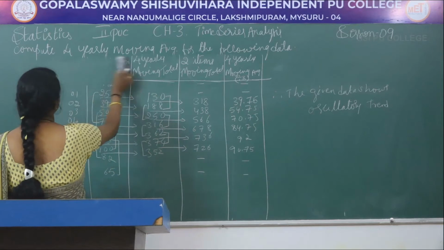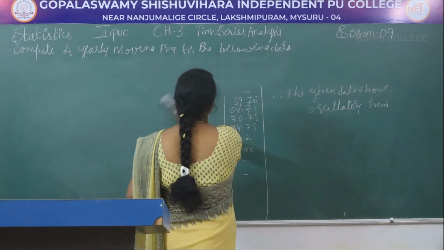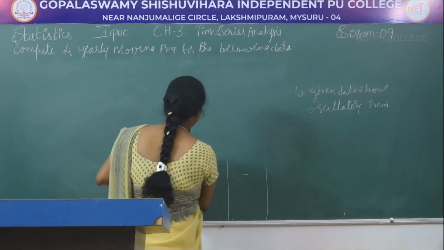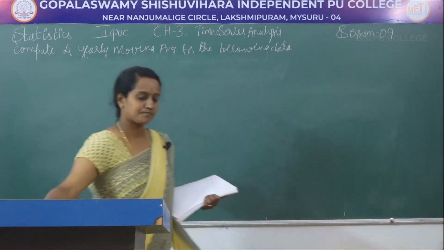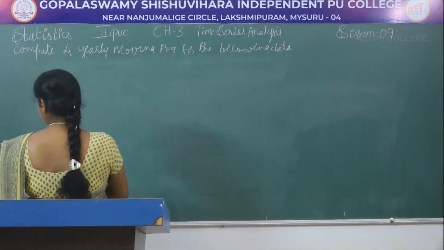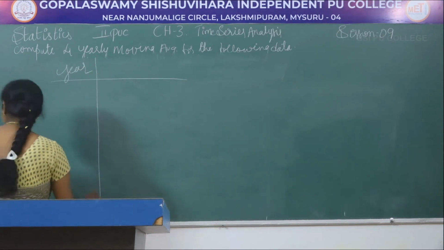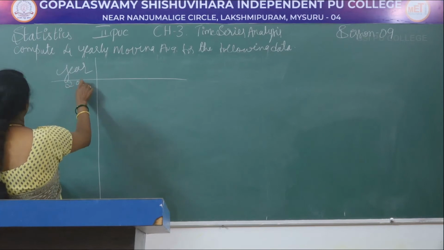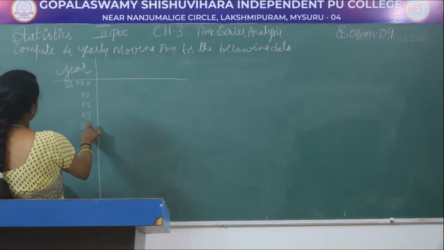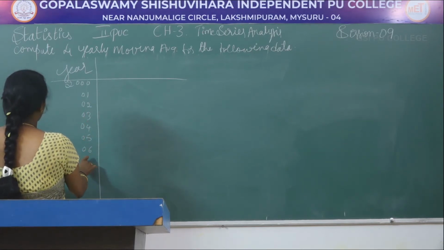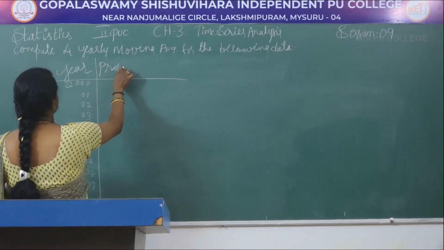So it is showing oscillatory trend. Next problem. Year 2000, 2001, 2, 3, 4, 5, 6, 7, 8, 9. Next, profit.